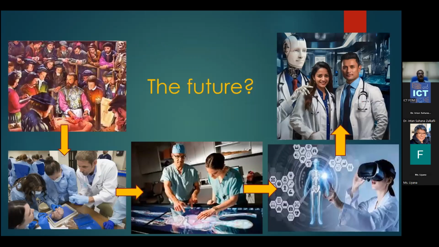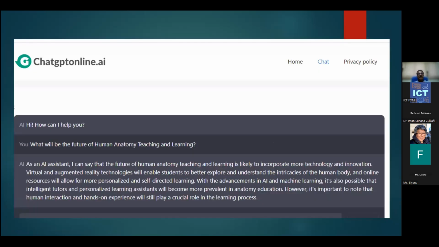Now, what about the future? This is just to show you the evolution of anatomy teaching. Initially it was using cadavers. This is an old picture. And from here, we went into dissection. Probably in future, we may have to go into an augmented way of teaching and learning. And AI is here to stay, so we have to cater for that. We have to prepare to work with the technology, especially artificial intelligence.